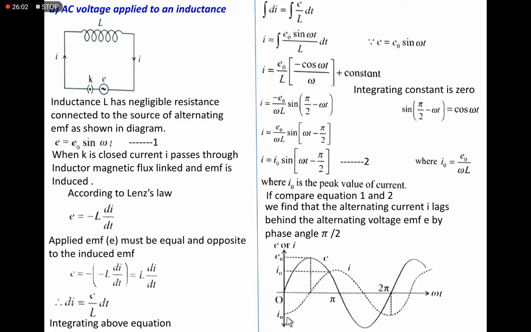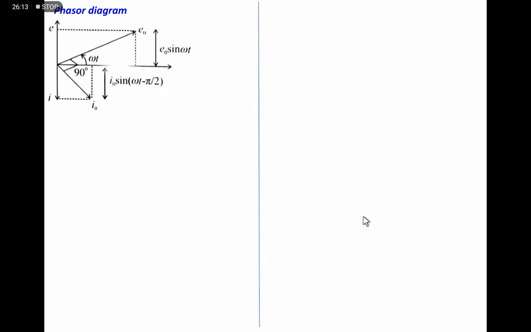Now current is lagging by pi by 2 with respect to EMF. Now by using the phasor diagram, EMF is in the anti-clockwise direction. It makes an angle of omega t with the horizontal. Current is lagging by pi by 2 with respect to the applied EMF.